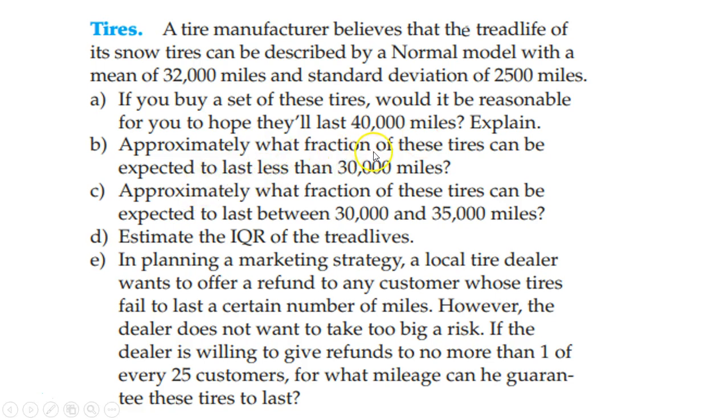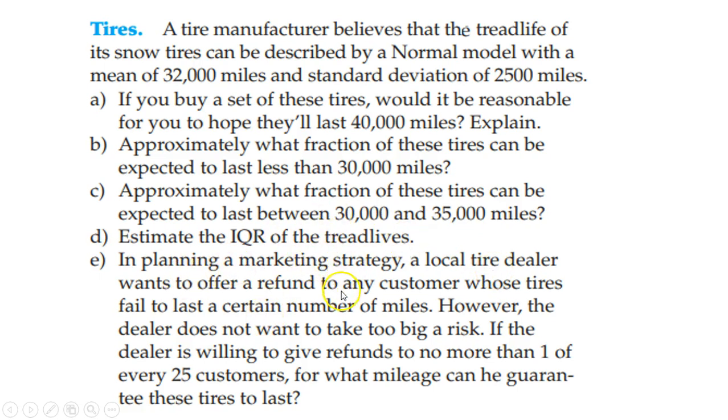And then it says approximate what fraction of these tires can be expected to last less than. So they're talking about fractions, which means maybe they're talking about percentages that we can calculate. Approximate what fraction of these tires can be expected to last between there and there. Again, they're talking about percentages, so maybe we can figure out the fraction from the percent. Estimate the interquartile range as well. We can find the 0.25, then the 0.75, and find the difference.